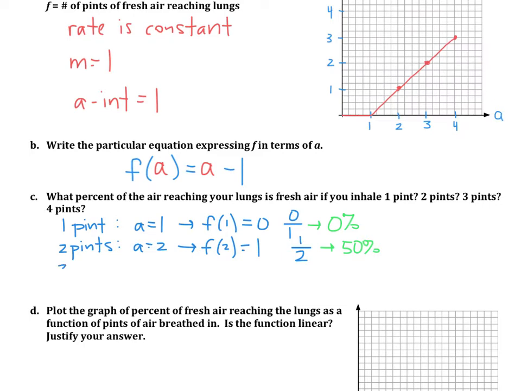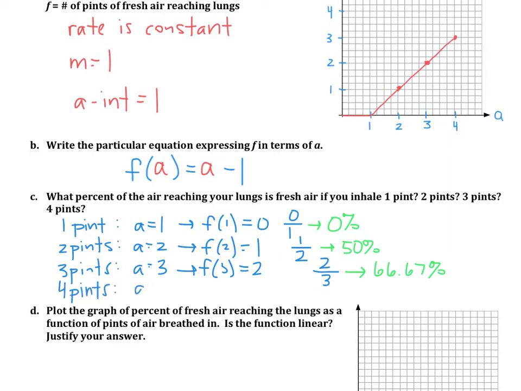And then for 3 pints, we can do the same thing. This time, A equals 3. When we plug 3 into our function, we get 2. So figuring out the percent this time, we take 2, the amount of fresh air getting to our lungs, over 3, the amount of air that we breathed in. And this is going to go to 66.67%.